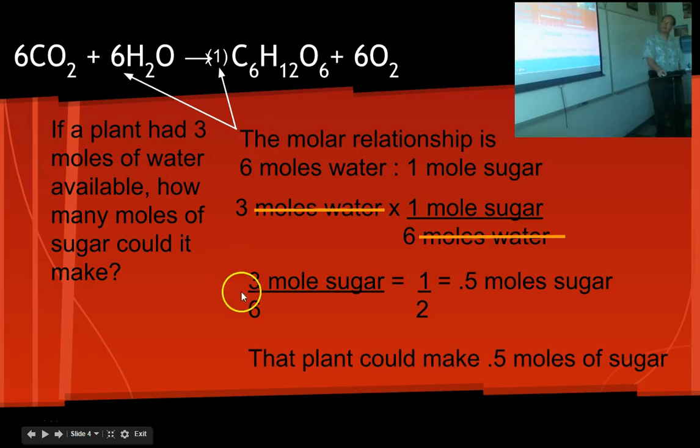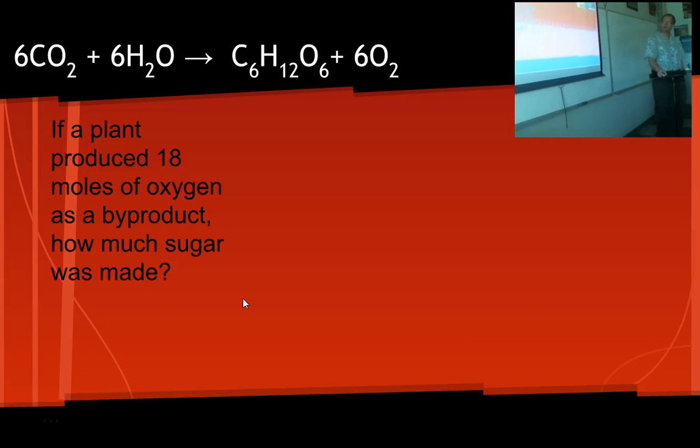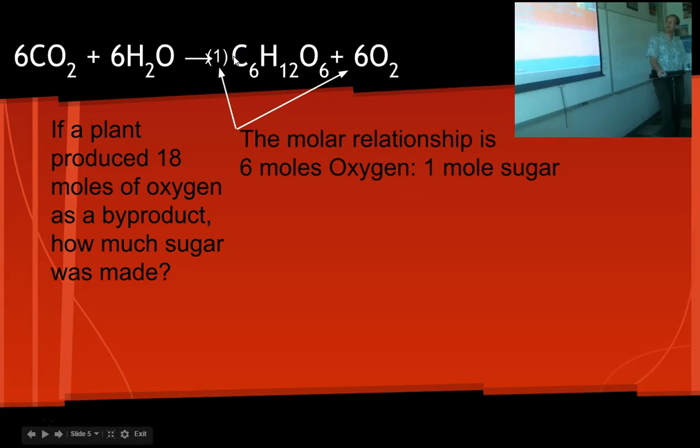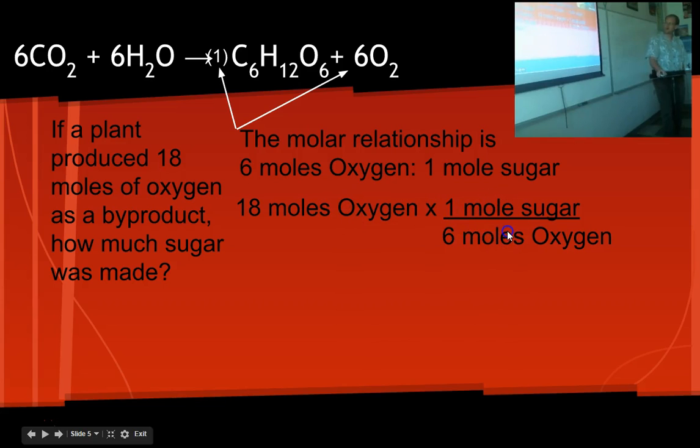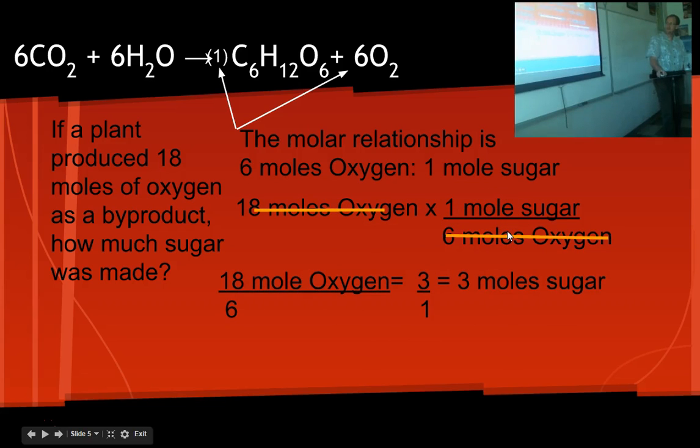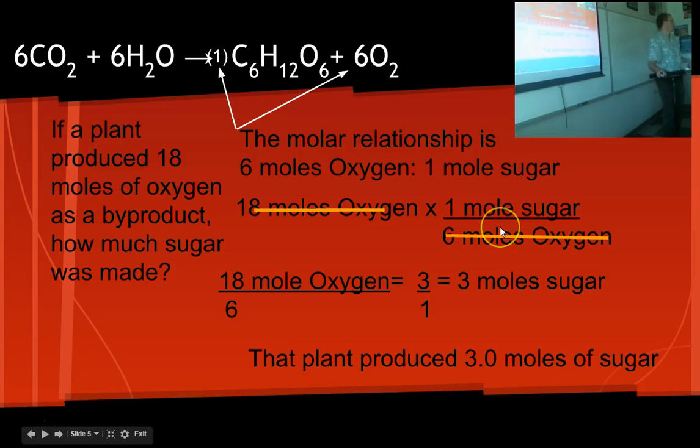So that is an example of the kind of thing that we're going to be doing. If a plant produced 18 moles of oxygen as a byproduct, how much sugar was made? How many moles of sugar? 3. Okay, you guys see how that worked? 6 moles to 1 mole is the relationship. So if it made 18, then a 6 to 1 relationship would mean that this is 3. And I'll show you the math. The molar relationship is 6 to 1. 18 moles of oxygen, the relationship is 6 to 1. Cancel out the terms there. 18 moles of oxygen divided by 6 is 3 moles of sugar. Okay, so that produced 3 moles of sugar.